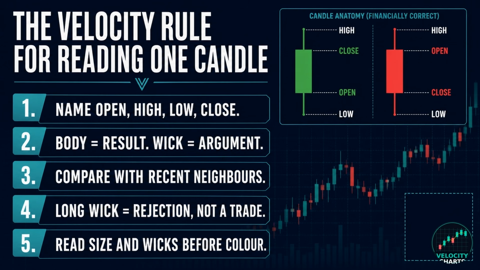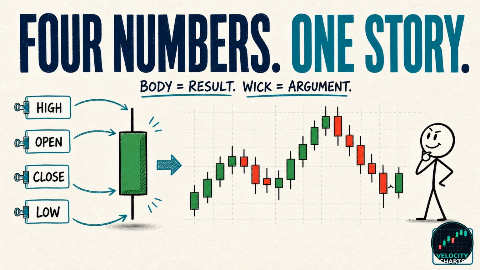Card time. Screenshot this and put it next to your trading screen. The velocity rule for reading one candle. 5 lines that replace 30 pattern names. Revisit daily. Quick recap, then your homework.